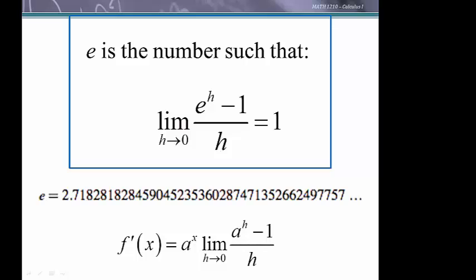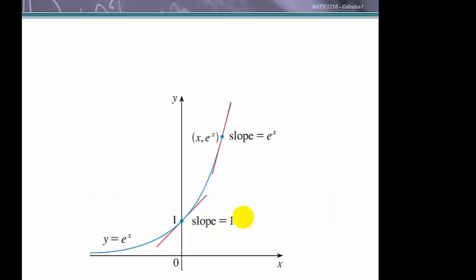0 of a to the h minus 1 over h, and if the a happens to be e, then we know that this equals 1, and so here we would have the base of e to the x multiplied by 1. So the derivative of e to the x is e to the x. The slope at any given point x is the function value itself, e to the x. So if we computed e to the 0, we would get 1, and the e to the x is the special curve whose slope of the tangent to the curve at 0 equals 1.